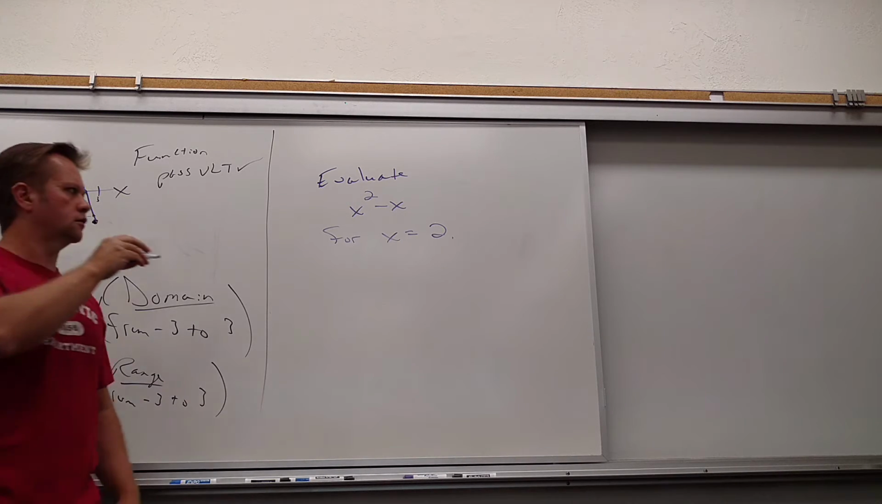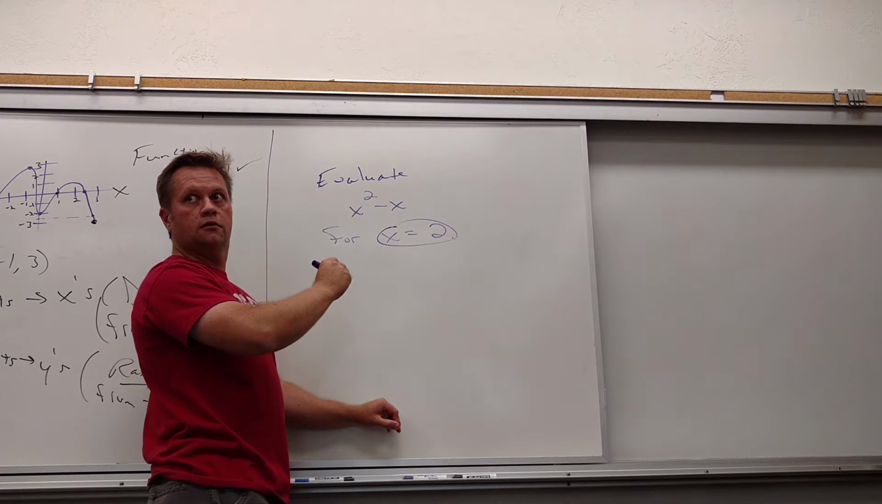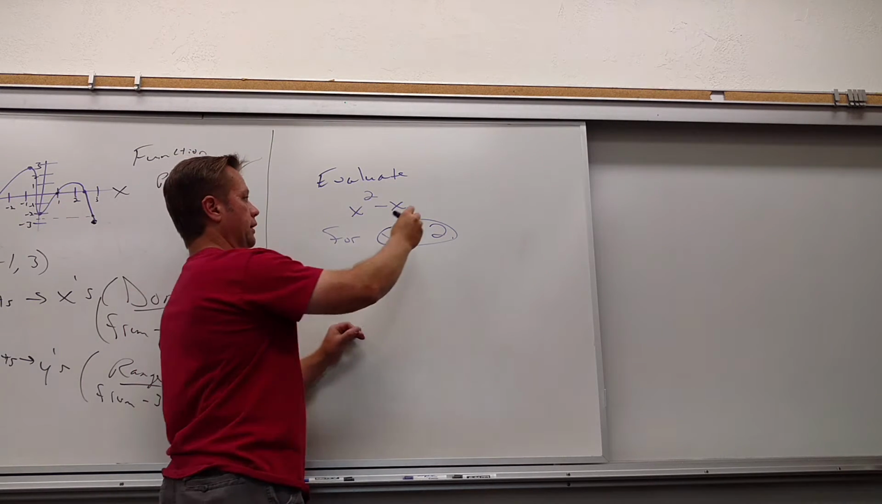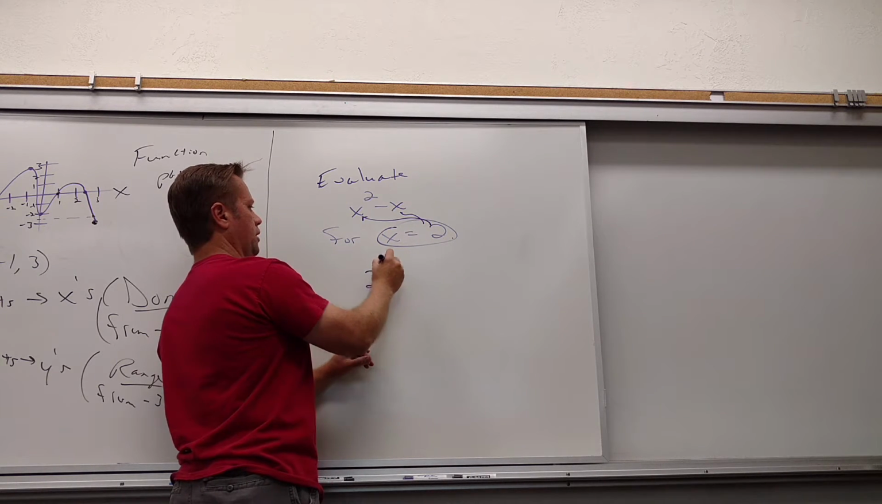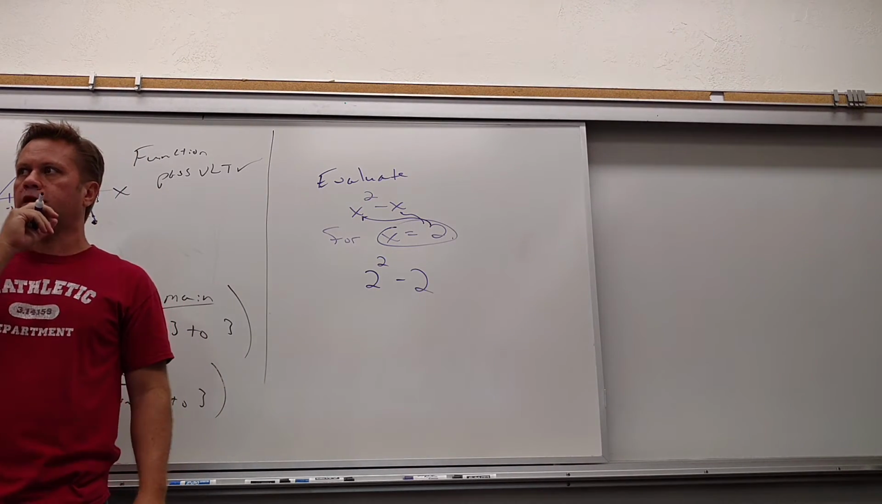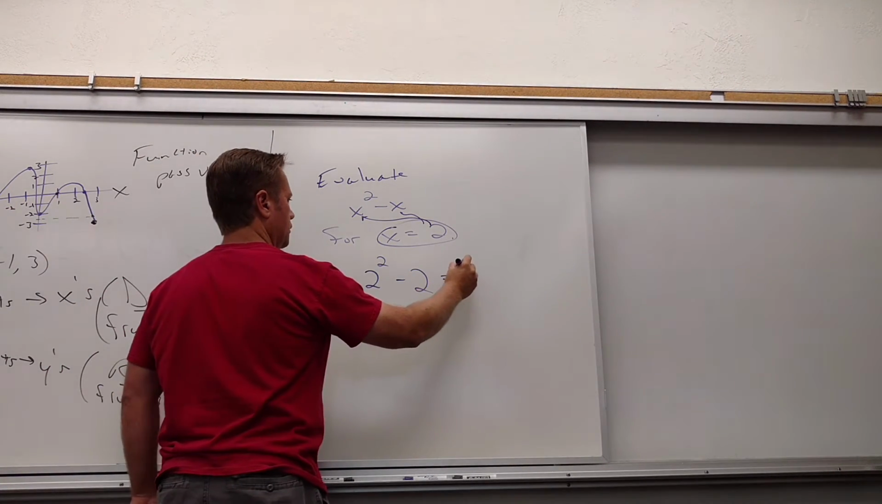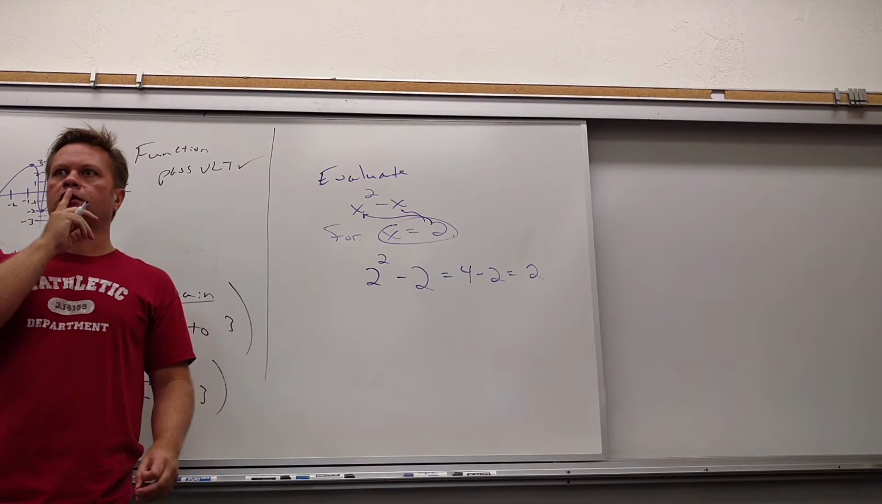What'd you guys get? So if x is 2, what do you do with that? Plug it in, right? If x is 2, then I can rewrite this as x squared minus x. But x is 2, I just put a 2 in place, right? So what do you get? 4 minus 2? 2. I like it.